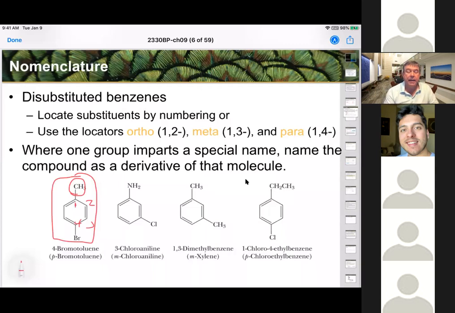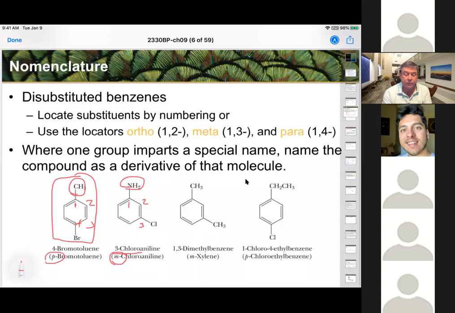Same thing here. This is the aniline group, so we have to name it for aniline, which means this is 1, 2, and 3. So we now have 3-chloroaniline, or meta. Notice this is an italicized m, that stands for meta. So 3-chloroaniline is correct, but it's also known as meta-chloroaniline. Notice we use a little p here for para, for the 1,4.